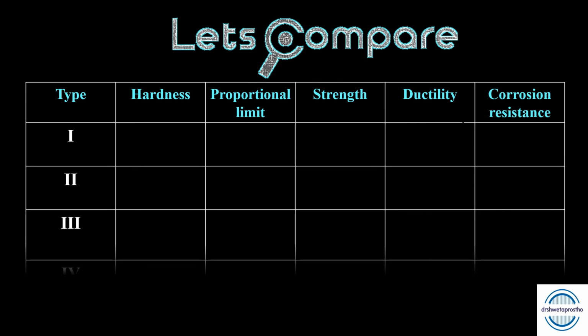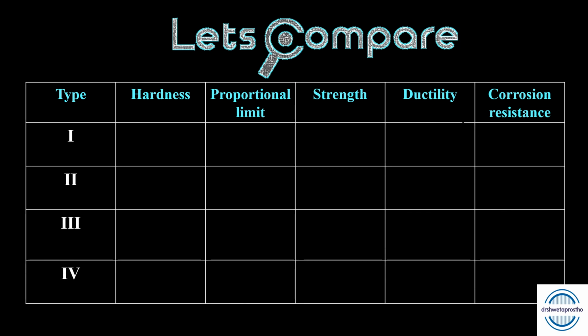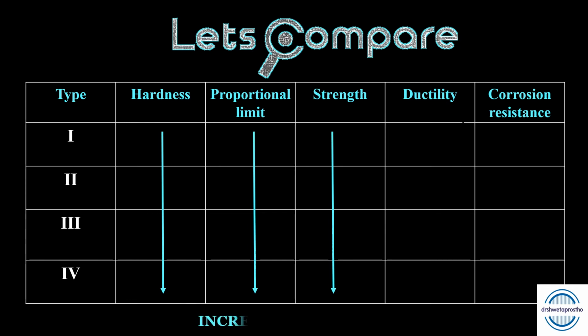Now let us just quickly compare all the 4 types, because these properties are often asked in the Viva and they come as multiple choice questions also. So the 4 types, type 1, 2, 3, 4, the properties are hardness, proportional limit, strength, ductility and the corrosion resistance. As we go from type 1 to type 4, the first 3 properties, that is hardness, proportional limit and strength, increase. So type 4 has the maximum hardness, proportional limit and strength. Type 1 has the least.